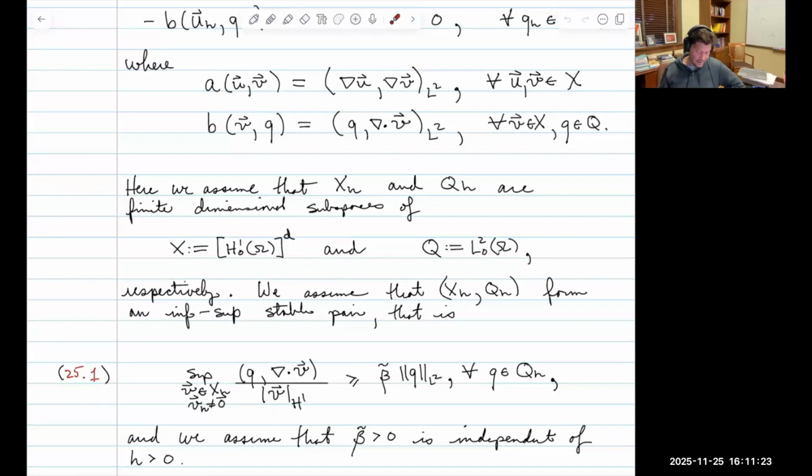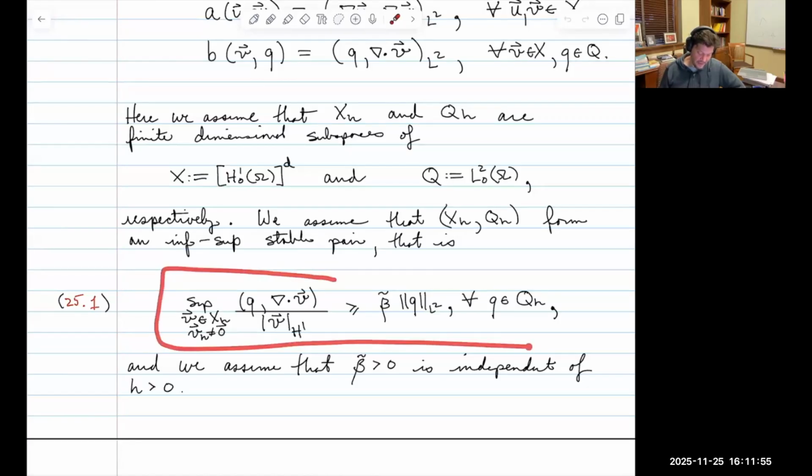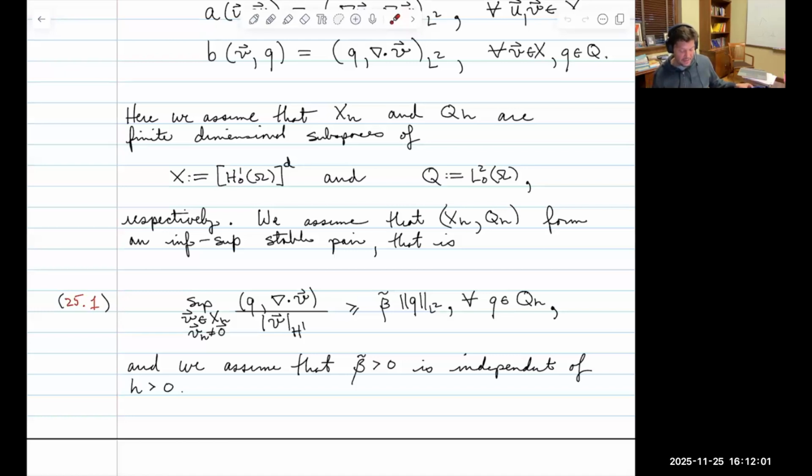Now we assume that XH and QH form an inf-sup stable pair. What does this mean? We know that X and Q automatically, by their own structure, form an inf-sup stable pair. They satisfy the inf-sup condition. What we're looking for are finite dimensional approximations of the velocity and pressure spaces that also satisfy an inf-sup stability condition. The condition we're looking for them to satisfy is one like this. If they do satisfy this, then we say that such a pair is inf-sup stable.